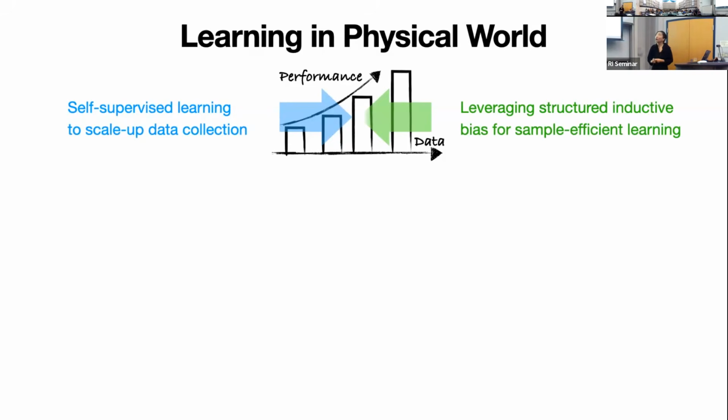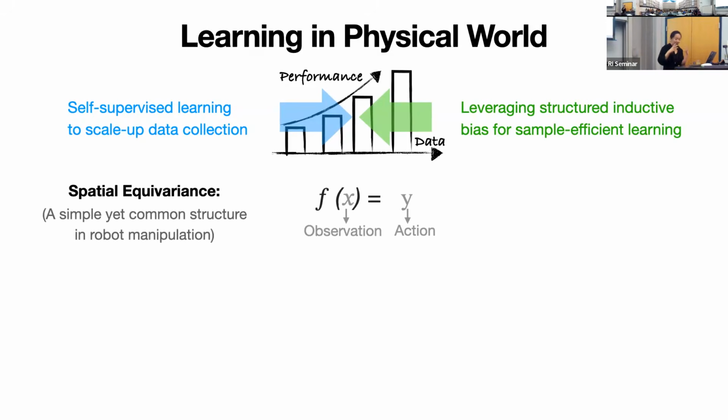On the other hand, we also oftentimes try to leverage the structure or the inductive bias in the problem in order to improve the sample efficiency or learning efficiency of the algorithm, so that the system can learn an effective policy with not too much data. So one common structure that we like to use in our network design is what we call spatial equivariance. This is a very simple structure in the problem, but it's a very common structure that appears in many robot manipulation tasks.